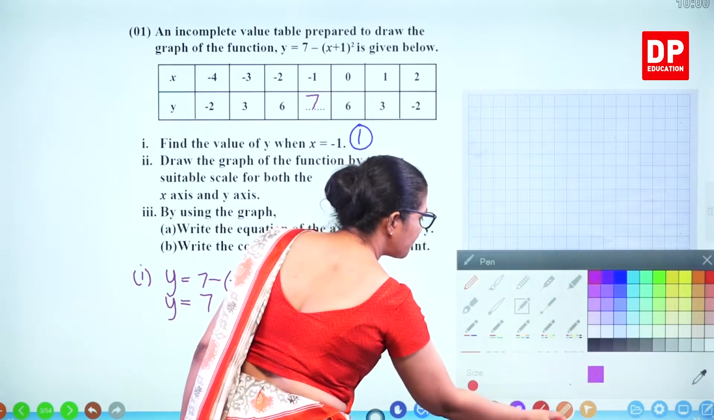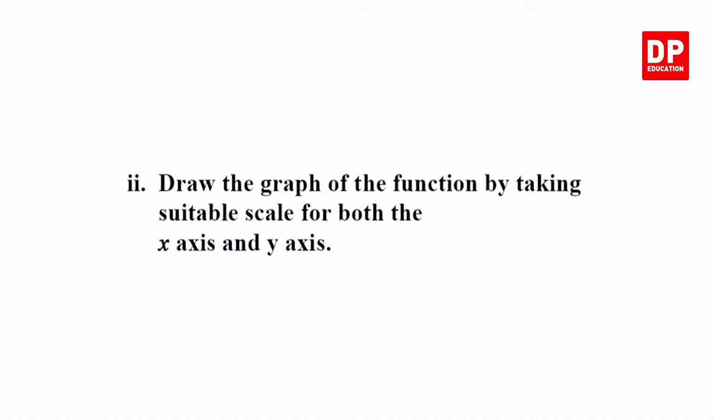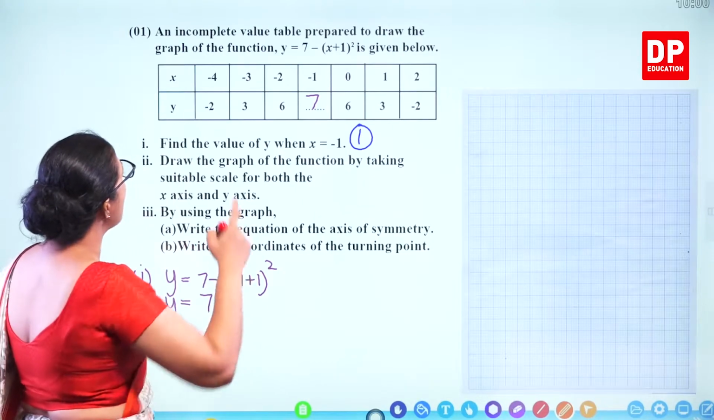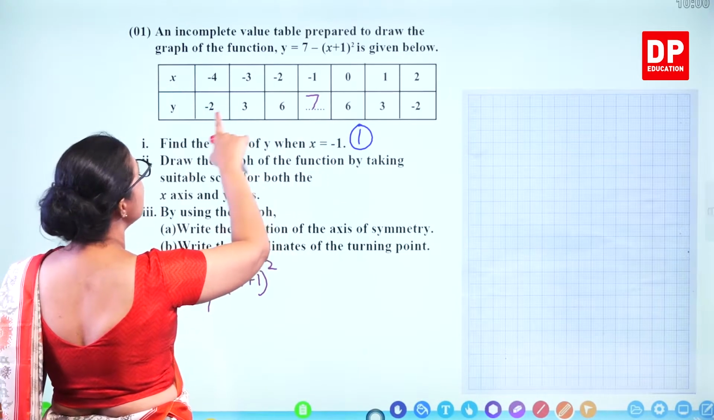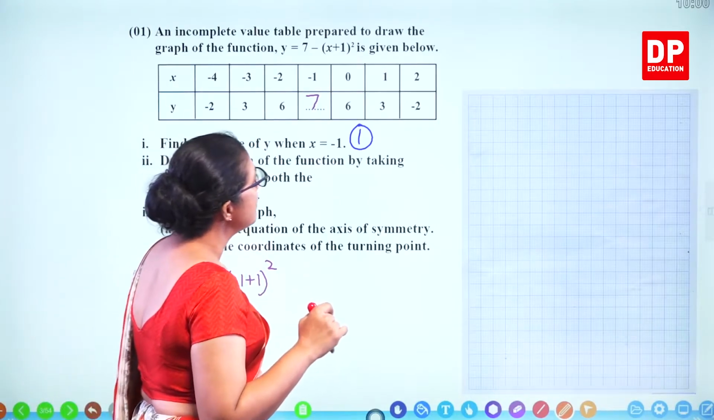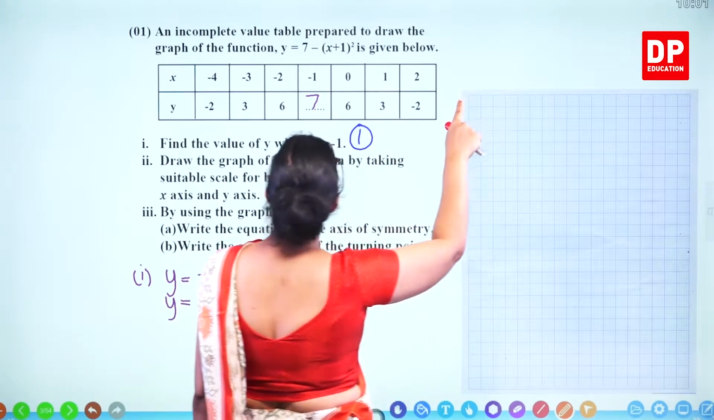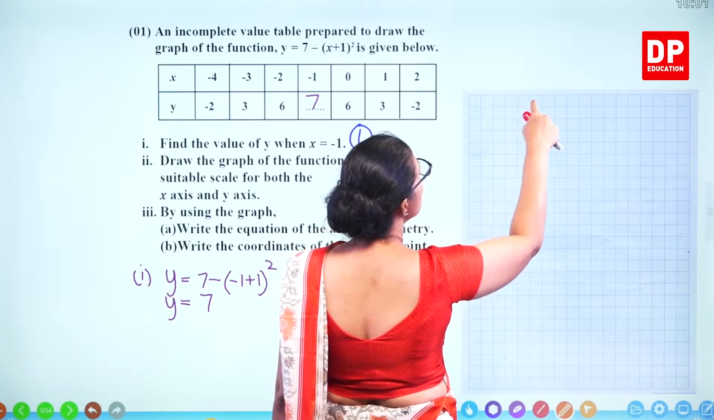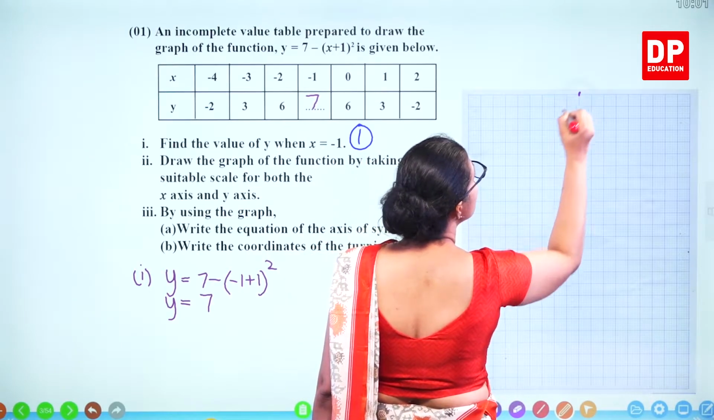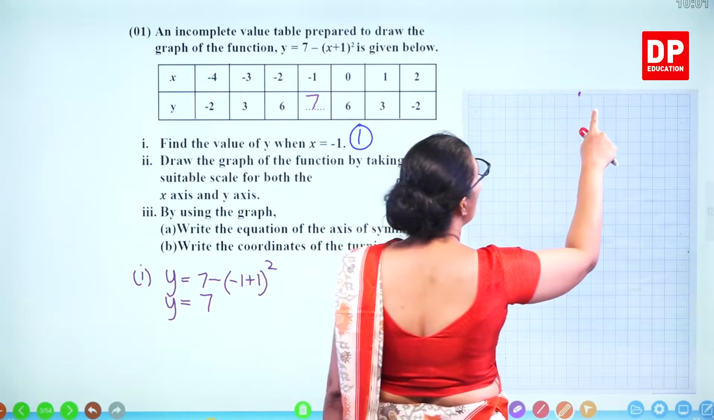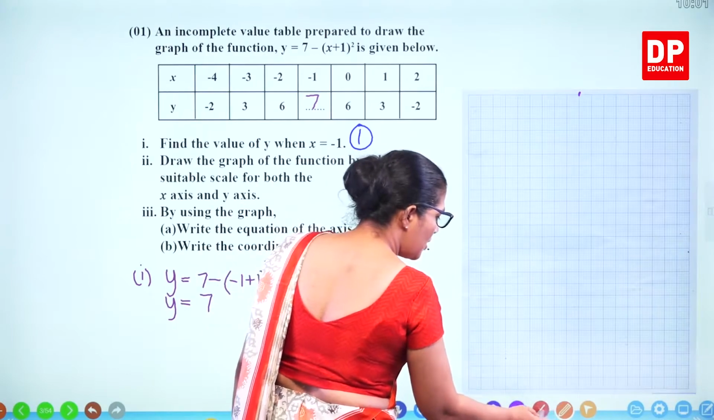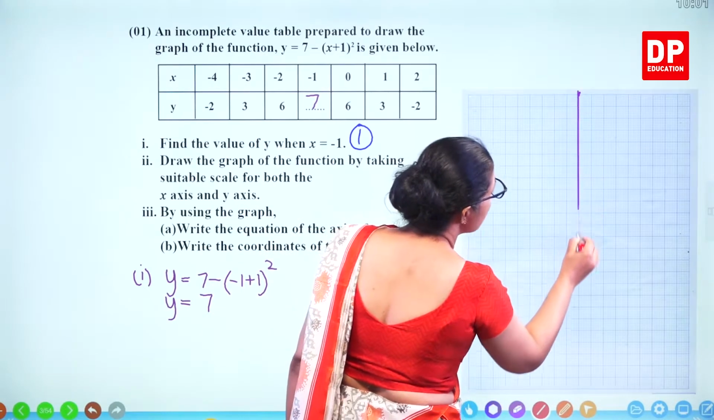Part 2. Draw the graph of the function by taking suitable scale for both the x-axis and y-axis. So you can select the scale. So this is minus 4 to 2 on the x-axis and 7 with minus 2 on the y-axis. So we'll see, if we are starting minus 4 here, minus 3, minus 2, minus 1, 0. So 0 is here and 1, 2. Or you can move to the other side. So we'll take that one. So take this one as the y-axis.